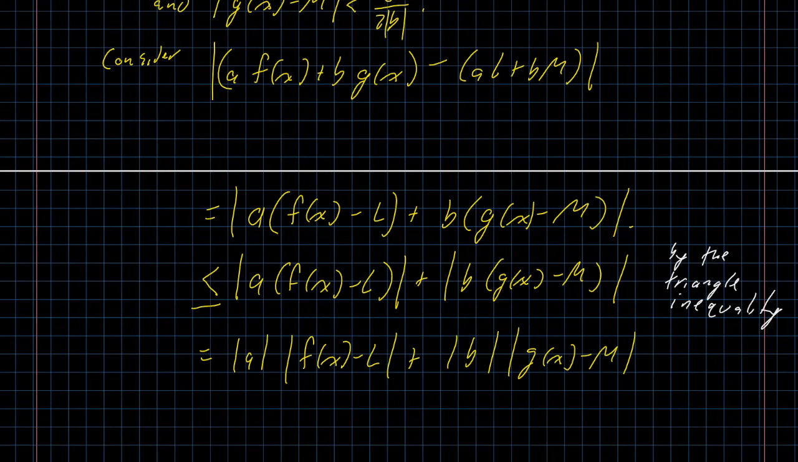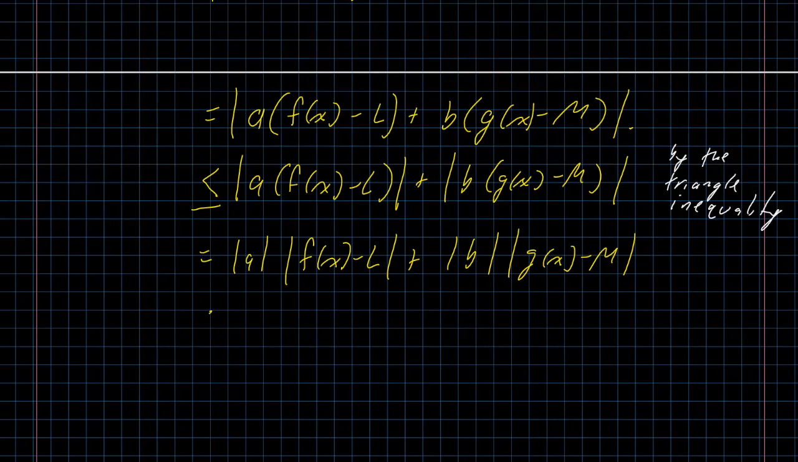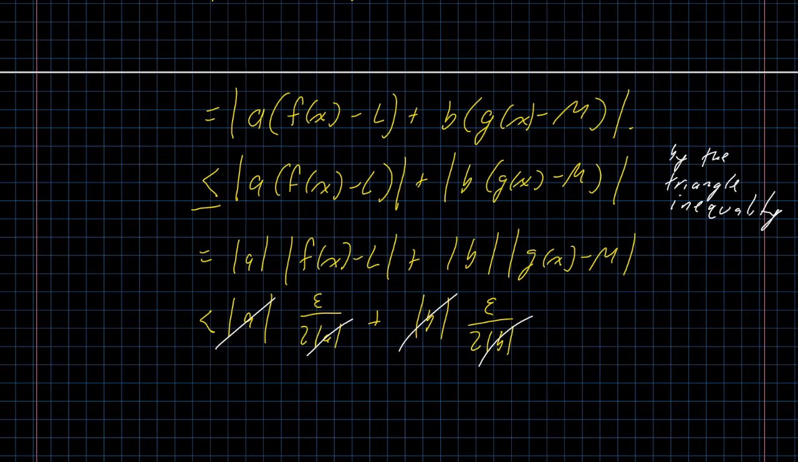And going back up to where our proof was, the absolute value of f of x minus L, the absolute value of g of x minus M, those are things we know stuff about. So this has to be strictly less than the absolute value of a times epsilon over 2 times the absolute value of a, plus the absolute value of b times epsilon over 2 times the absolute value of b. Black magic. The absolute value of a and absolute value of b cancel each other out, and we end up with epsilon.